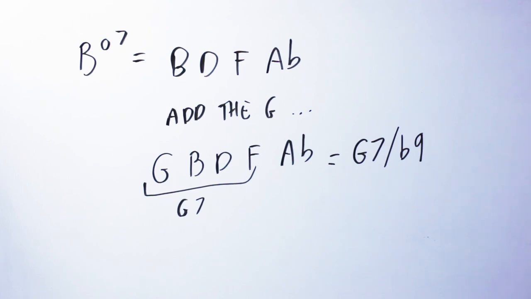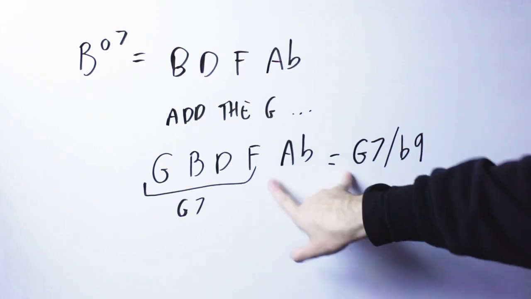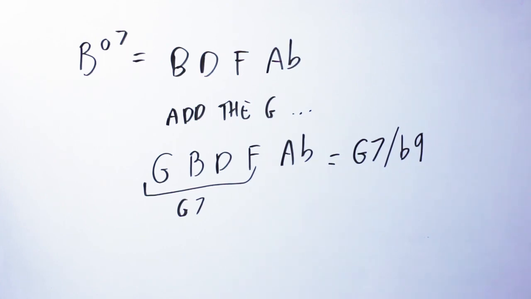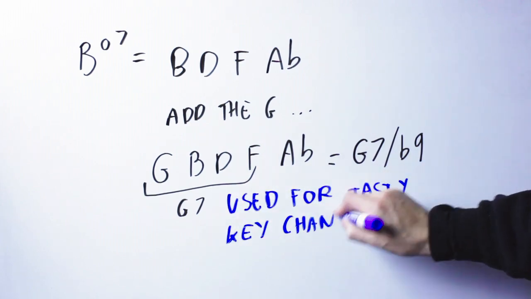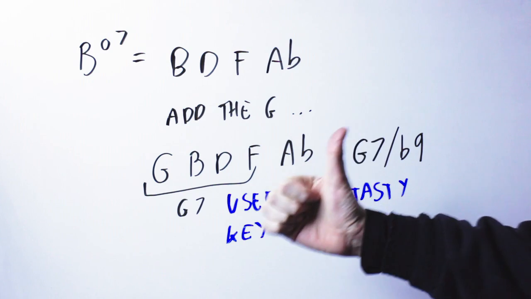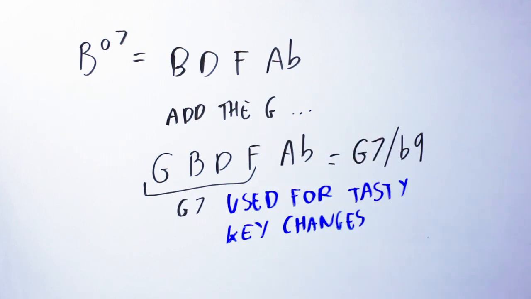Not only that, but this similarity between a diminished 7th chord and a dominant 7th chord allows you to do incredible key changes. To see how, go and see my video on diminished modulation that will explain exactly how to change key using this substitution.